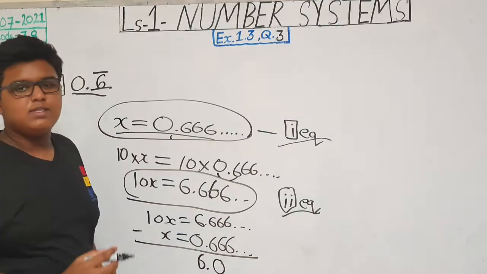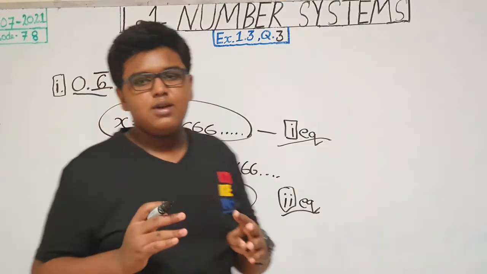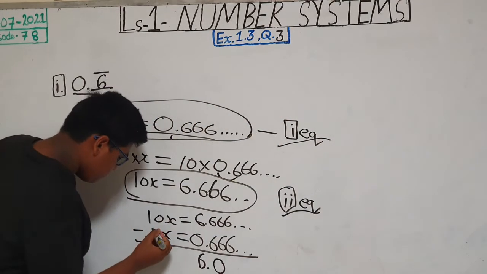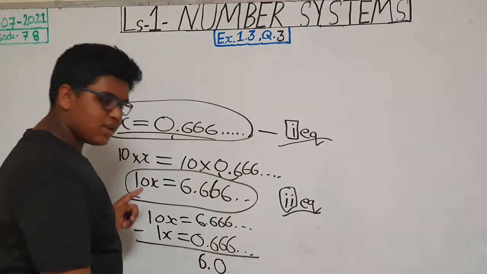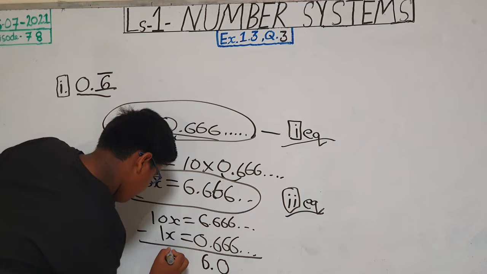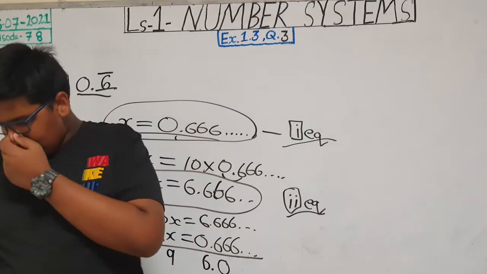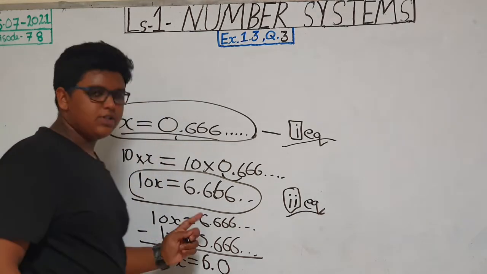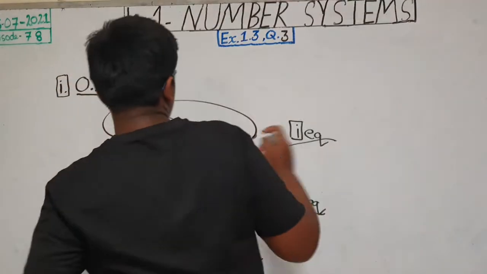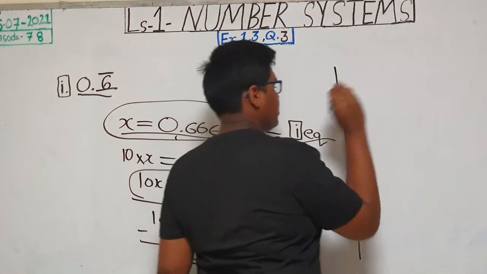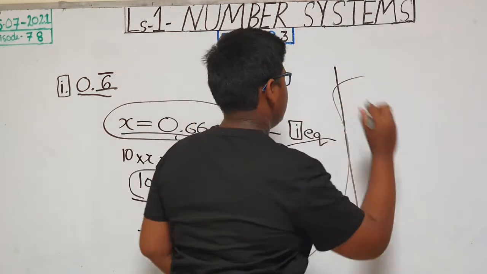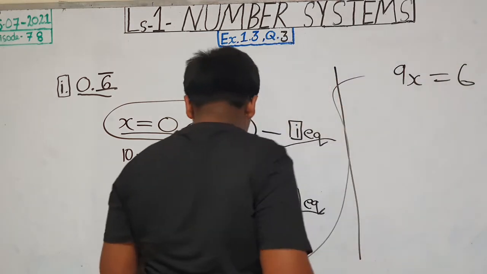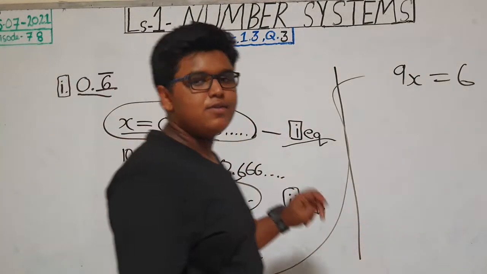Then what will be 10x minus x? Here x has coefficient 1, so 10 minus 1 is 9. So we have 9x equals 6.0, or simply 6, because 0.0 means there is nothing in front of 6. Now I will continue the answer on another side. We have 9x equals 6.